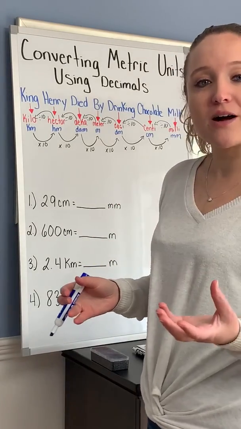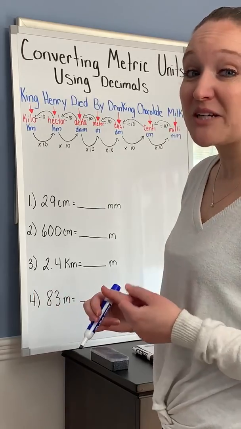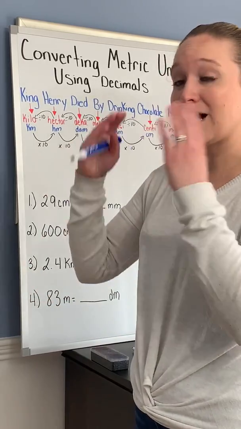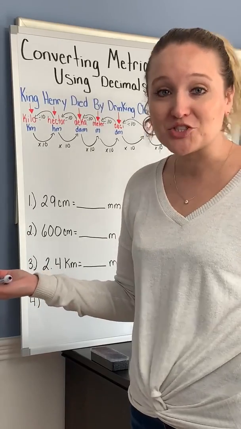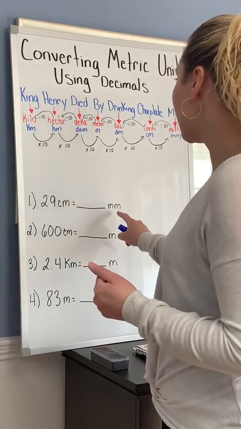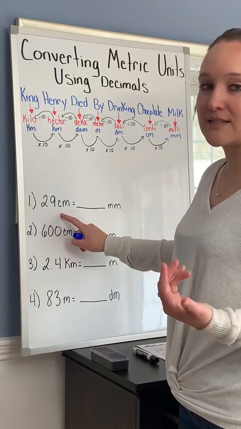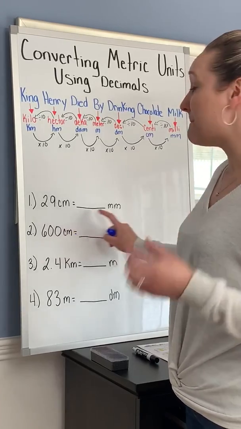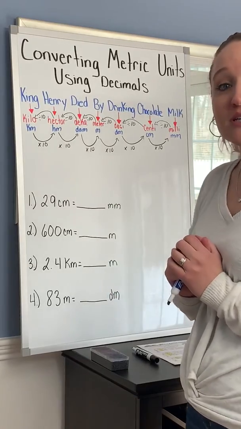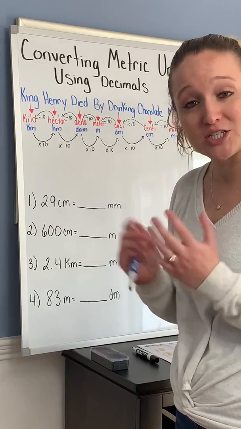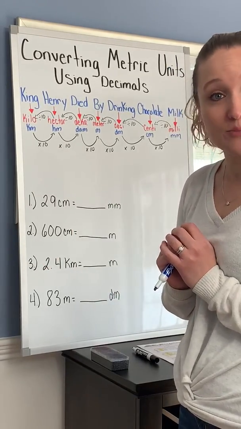Now, if you remember from earlier this week, centimeters is pretty small. It's on the opposite side of your ruler. Centimeters, very, very small, unlike inches. So I know if centimeters is really tiny, millimeters is even smaller. But let's convert, using our King Henry died by drinking chocolate milk conversion chart to help us out.